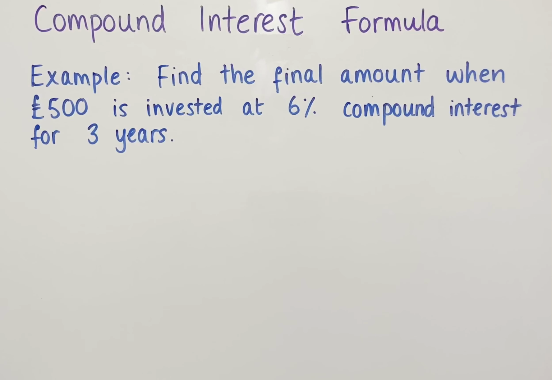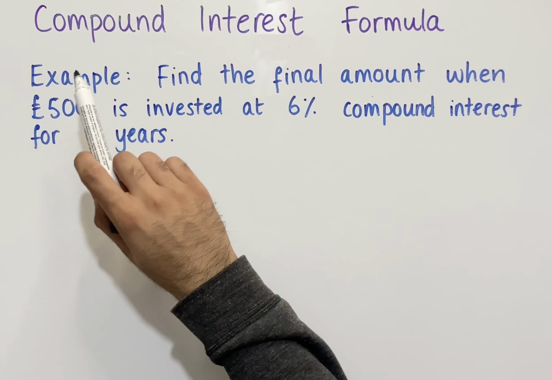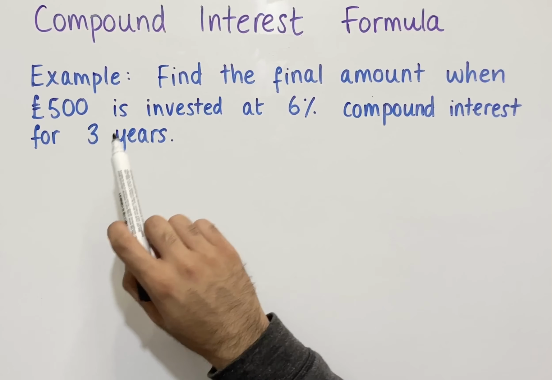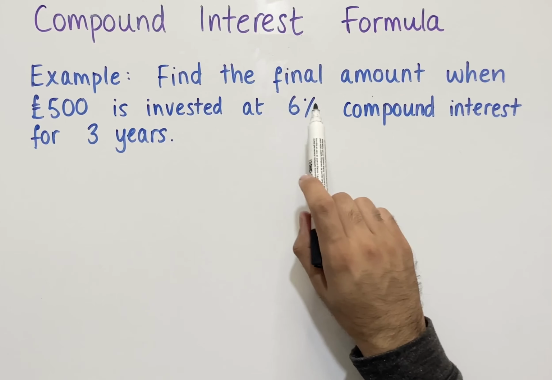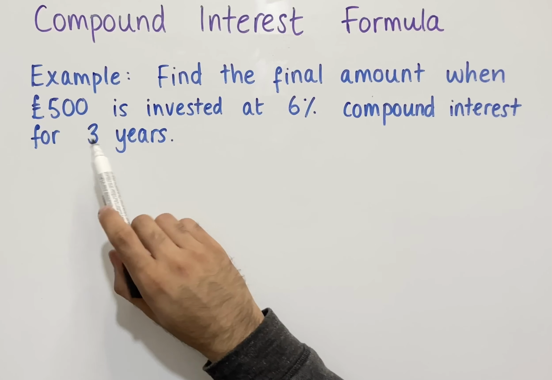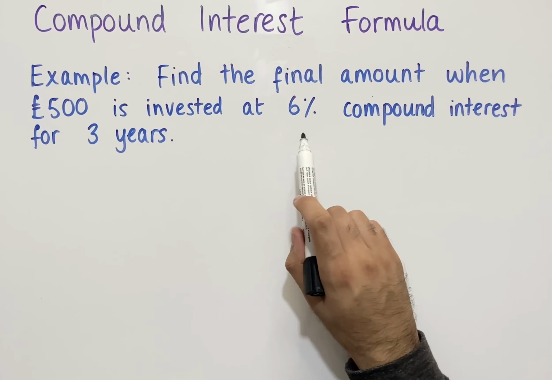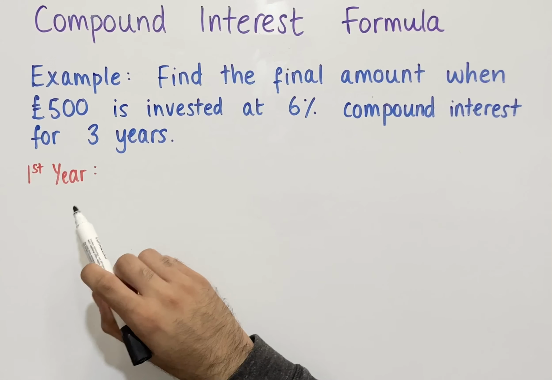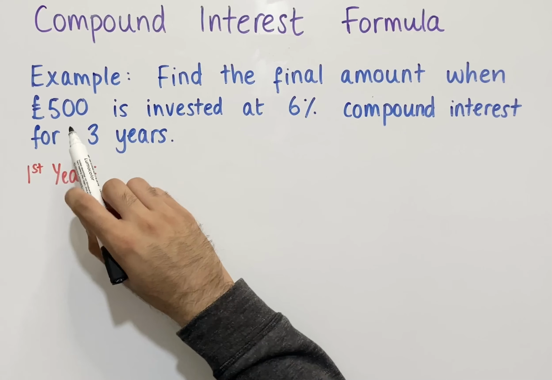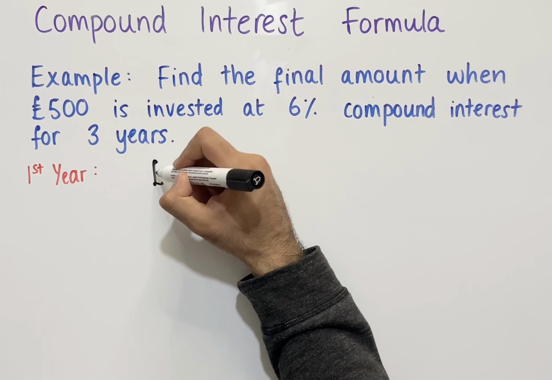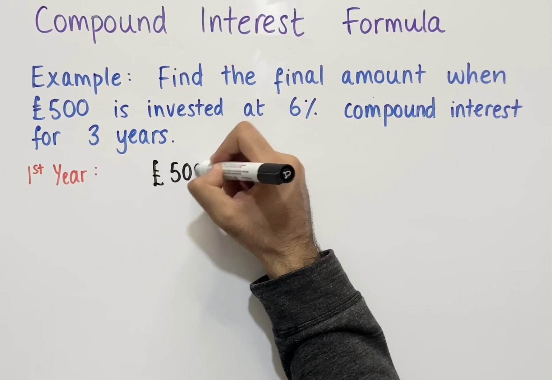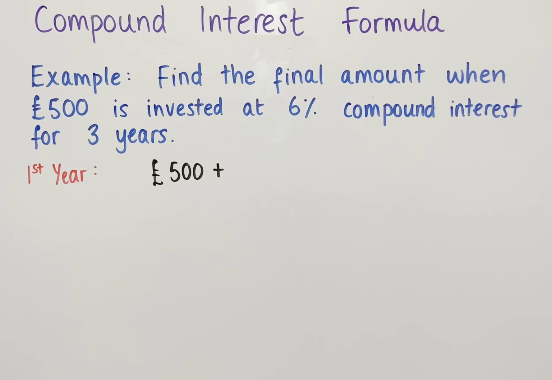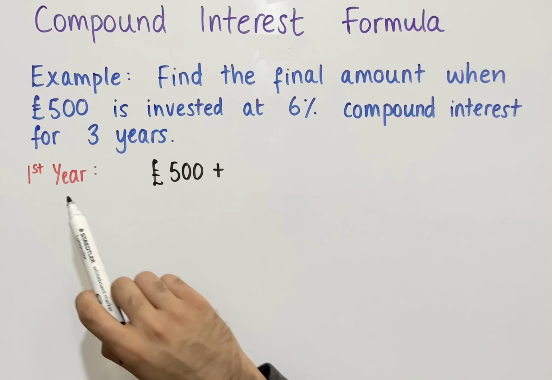Let's look at compound interest and the compound interest formula and how we can derive it. So within this question, we're told find the final amount when £500 is invested at 6% compound interest for 3 years. So in the first year, we would have our initial investment, which was £500, and we would add on 6% of that amount to work out what we have after the first year.